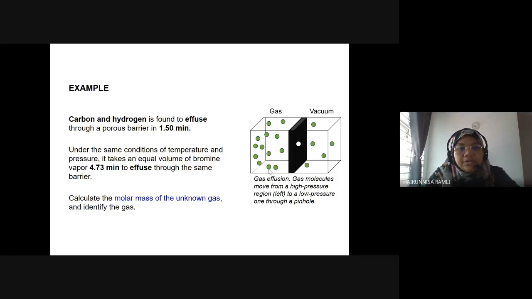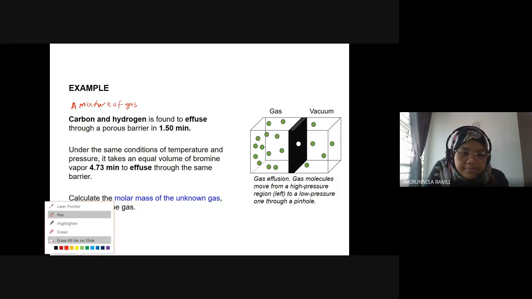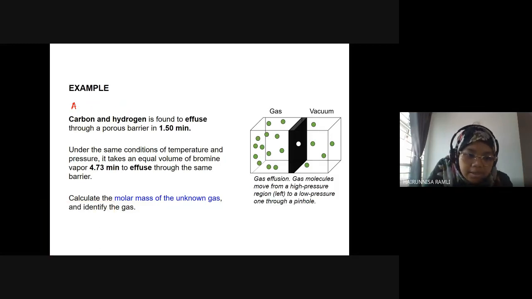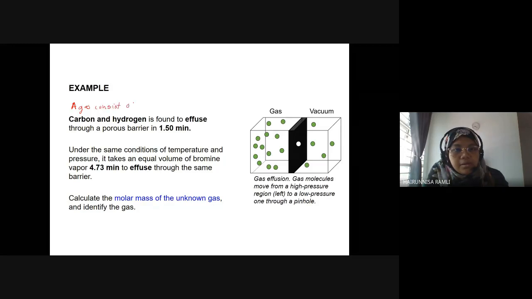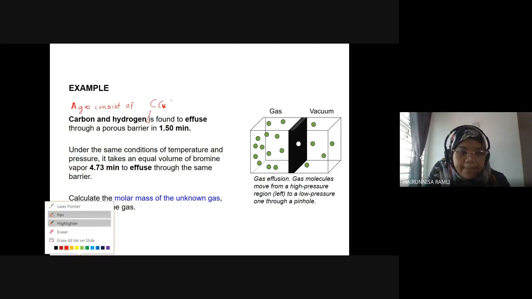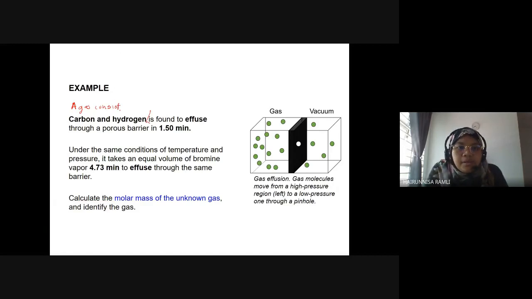A gas consists of carbon and hydrogen, is found to effuse through a porous barrier in 1.5 minute. Okay, basically ayat ni sebenarnya tak clear. Saya rasa macam ada missing juga ayat ni. Oh, sorry. Bukan a mixture of gas. A gas consists of carbon and hydrogen. So dalam kurungan CxHy. Okay, macam ni lah. So maksudnya gas tu adalah ada C dengan H.